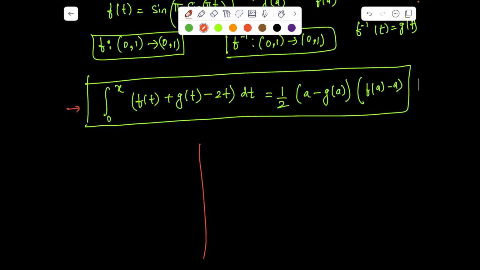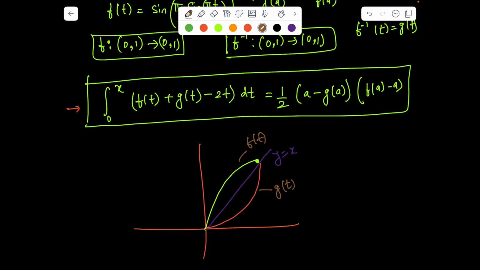Okay, so how to go about it? We can see a geometrical aspect of this, because let's say I draw roughly a graph of the function f of x. So let's say this is f of x between 0 to 1. So clearly its image, then we have g of t here, and we have the line y equal to x, like y equal to t, where everything is reflected, right?